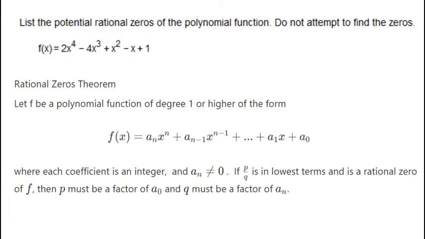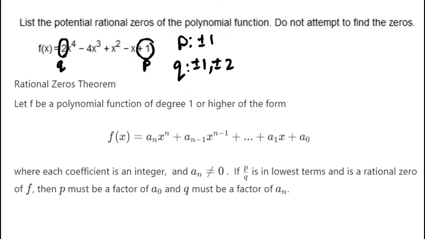So let's first find out what the factors of p and q are. So p is a factor of a0, so p will be a factor of 1. The factors of 1 are plus and minus 1. And then q will be the factors of our leading term, which is 2. The factors of q are plus and minus 1 and plus and minus 2.